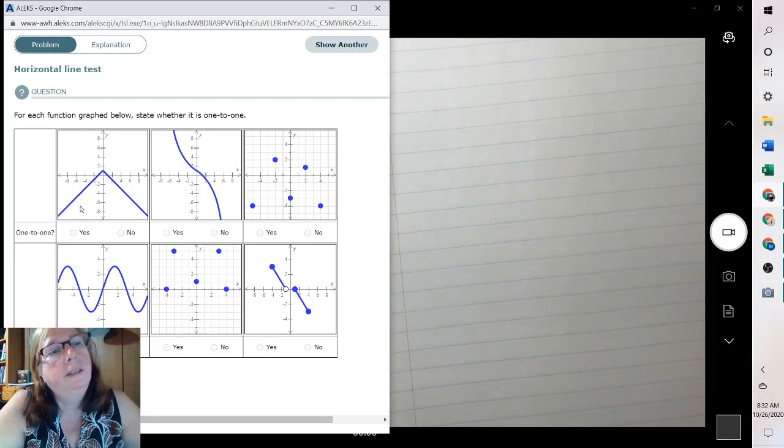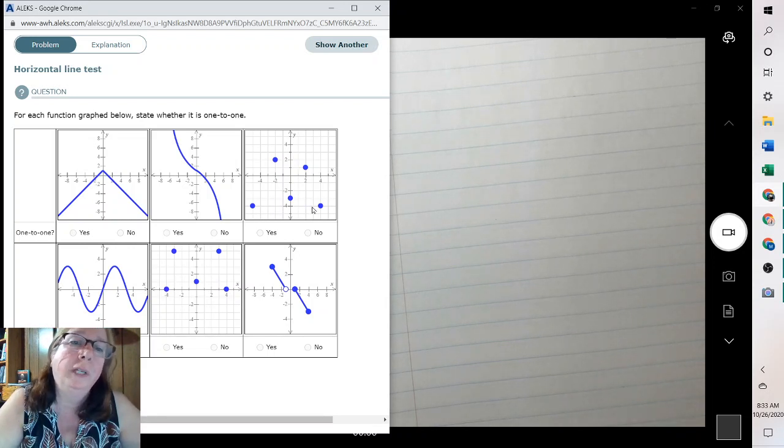So in this case, we can hit at 2 spots when we draw a horizontal line, so it would be no. Here we can draw horizontal lines and only hit 1 spot on the line. So this one is yes. This one, this line right here at -4, it hits 2 points. So it would be no.